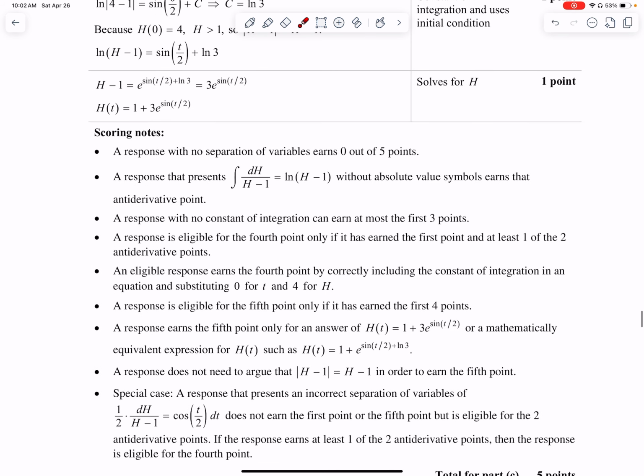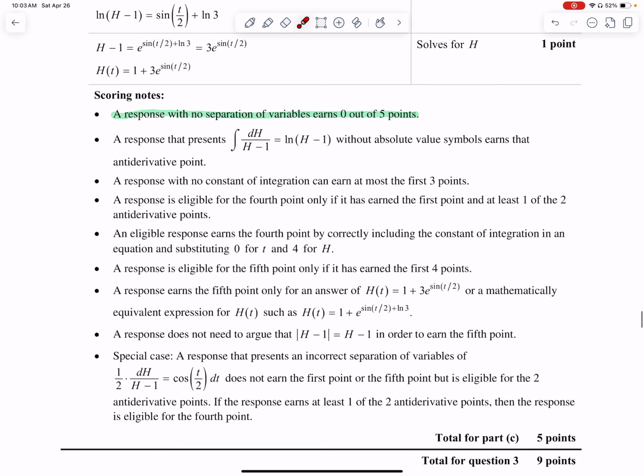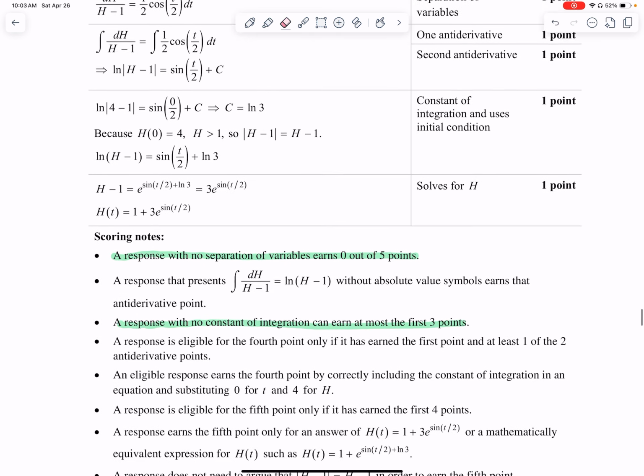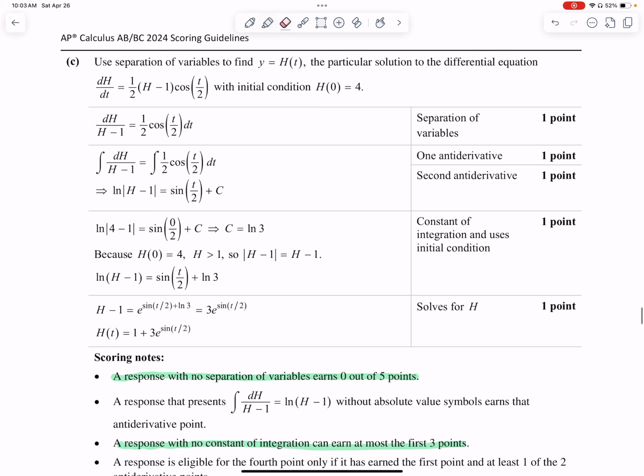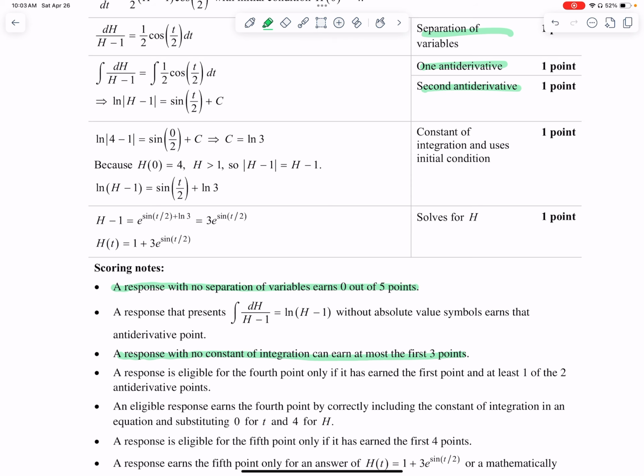So scoring notes, let's see. The most important one here is this one. And that is you get no points if you do not separate your variables. A response that presents this as the natural log without the absolute value still earns the antiderivative point. Actually, it didn't ultimately matter because h minus 1 was positive. A response with no constant of integration, this is also important, can earn at most the first 3 points. So that is, you separated your variables, you had your antiderivatives, but since you didn't use your constant, you can't get the last 2 points.